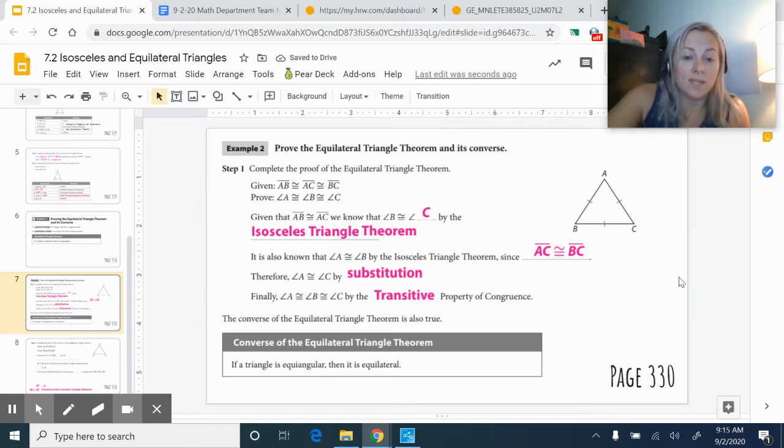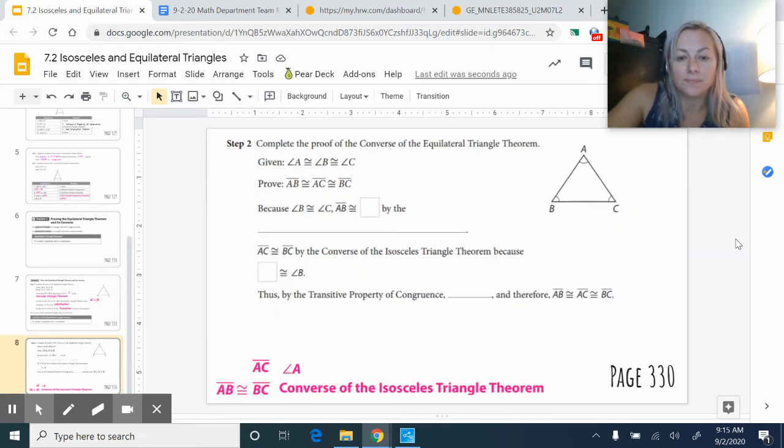So the converse of the equilateral triangle theorem is also true. So this is another main idea, the converse of the equilateral triangle theorem. If a triangle is equiangular, then it is equilateral. So if all 3 angles are the same, then all 3 side lengths are the same. Okay, so we're going to complete the proof of the converse.